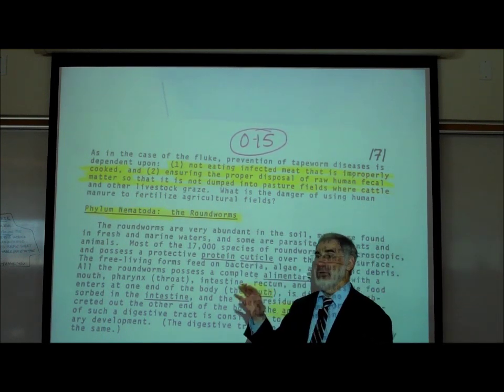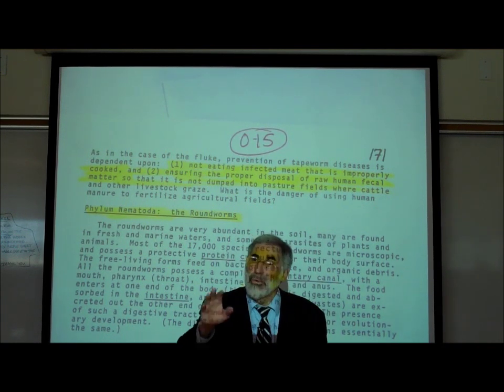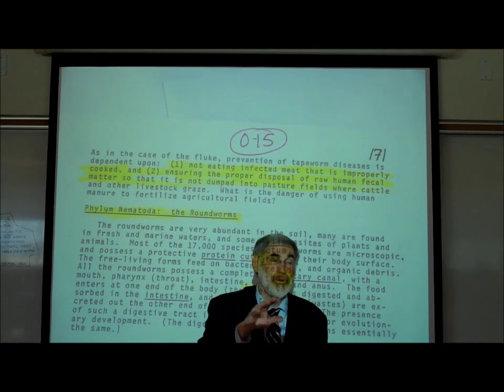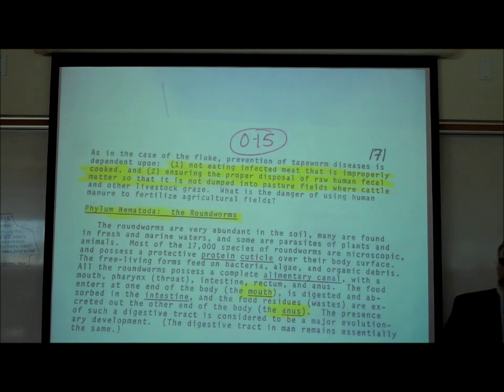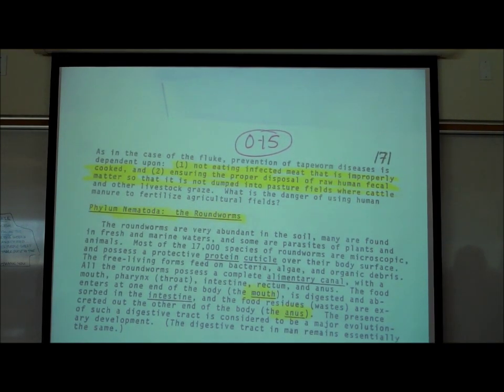And so we should never have human waste wherever we have either plants, crops, or livestock. Okay, that's what creates these cycles. So that's the big issue.